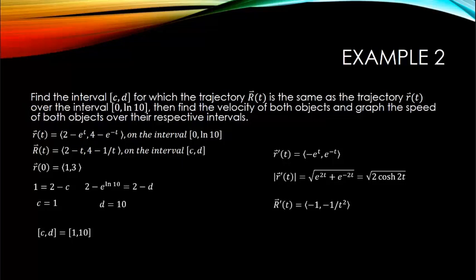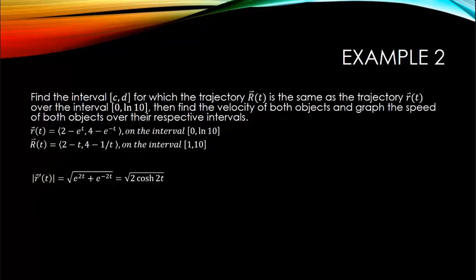The velocity for the capital R of t vector is given by the capital R prime of t, which is equal to negative 1 and negative 1 over t squared. The speed of capital R of t is given by the square root of 1 plus 1 over t to the 4th. Now I'm going to graph the speed of both vectors.